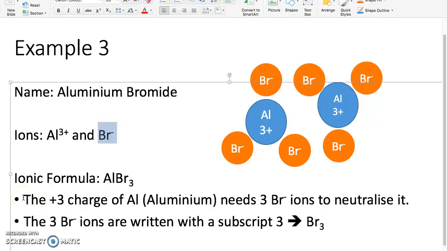So when we're writing the ionic formula, we have to balance the charges. The 3+ charge of the aluminium needs 3 bromide ions to neutralize it. When we're writing the 3 bromide ions out, we write them with a subscript 3 after the bromide. So the final ionic formula can be seen here, AlBr3. This once again is reflected in its crystalline structure with 3 bromide ions for every aluminium ion.